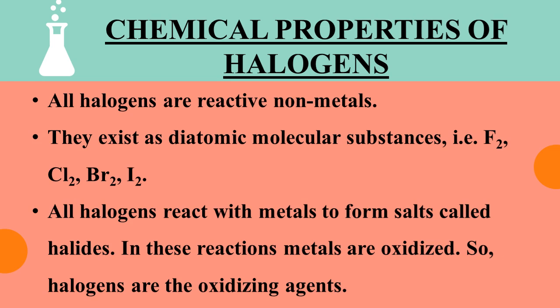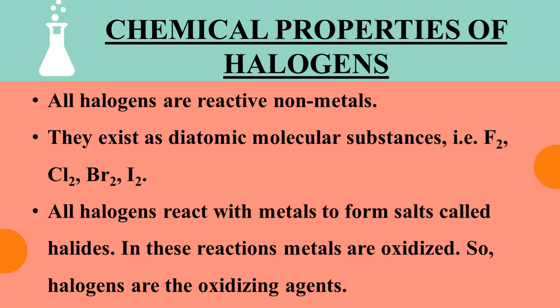All halogens react with metals and form salts. The salts of halogens with metals are called halides. For example, sodium chloride NaCl, in which chloride is a halide.